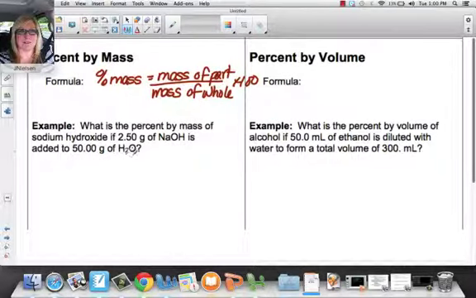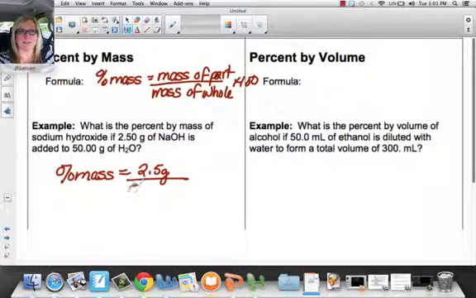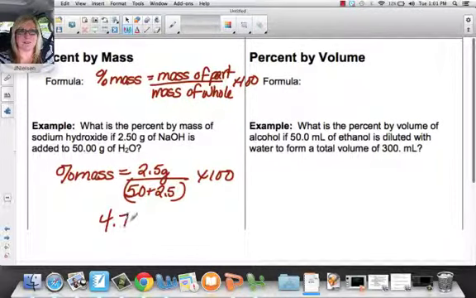So example, what is the percent by mass of sodium hydroxide if 2.5 grams of NaOH is added to 50 grams of H2O? So this is going to be percent mass equals 2.5 grams over 50 plus 2.5 grams. So it's going to be 52.5 times 100. And I get 4.76%.